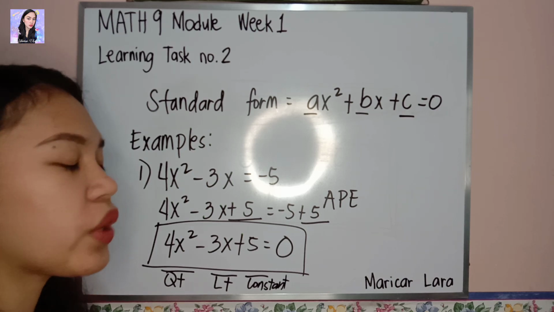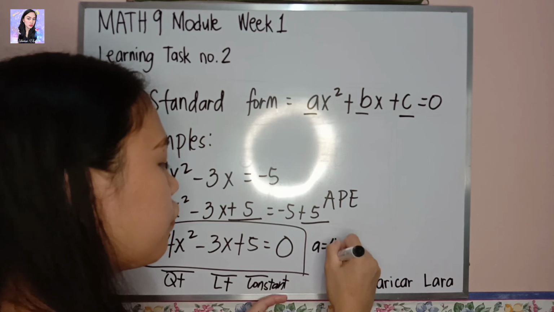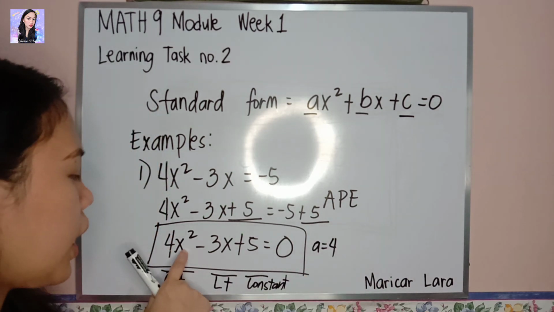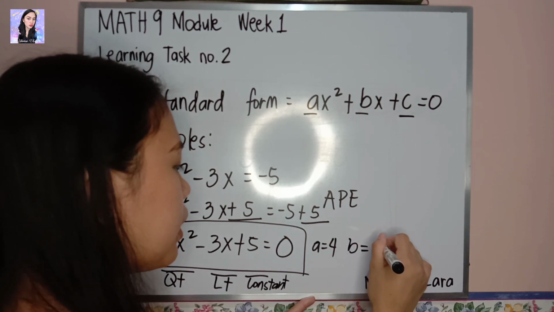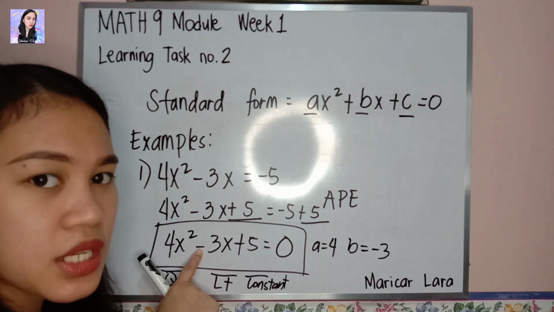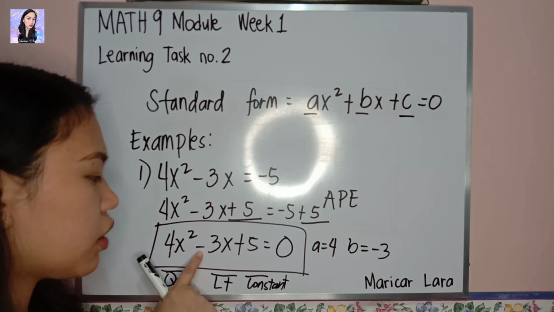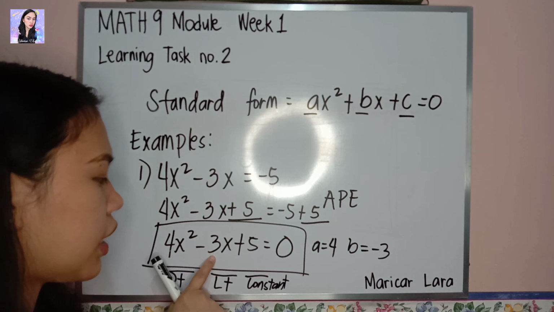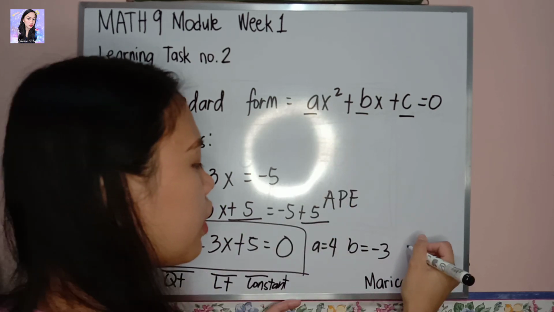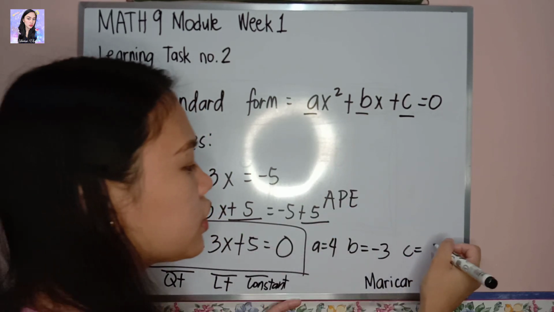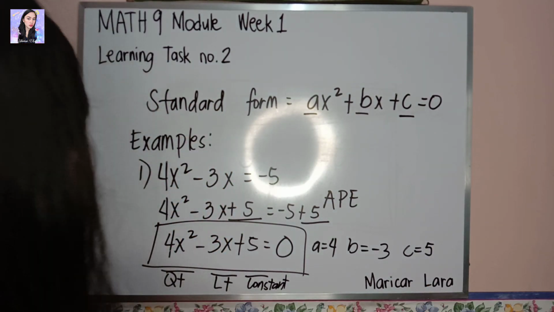Okay? So, let's get A, B, and C. Our A here is positive 4, the coefficient of x squared. Our B is negative 3. Take note of the sign. People always forget that when there is a negative. So, take note, look at the sign. Our B is negative 3, the coefficient of x. And then our C is the constant, which is positive 5. Okay? Let's move on to another example.